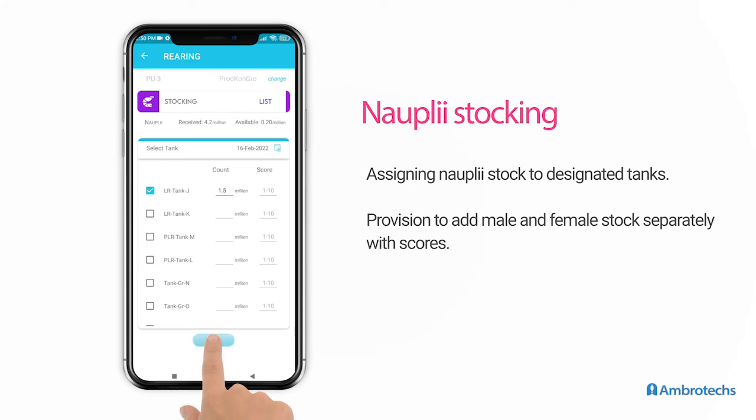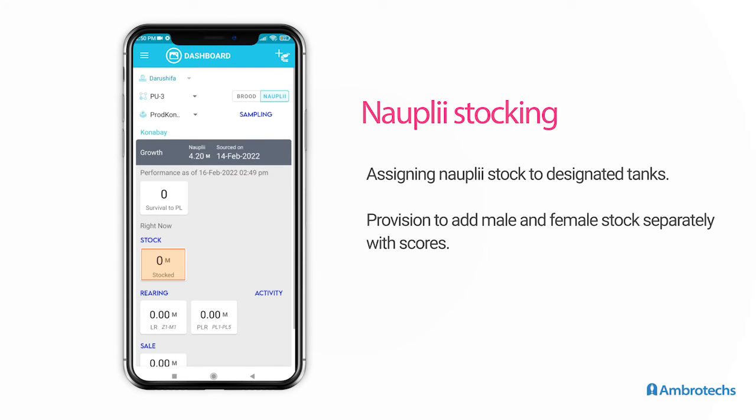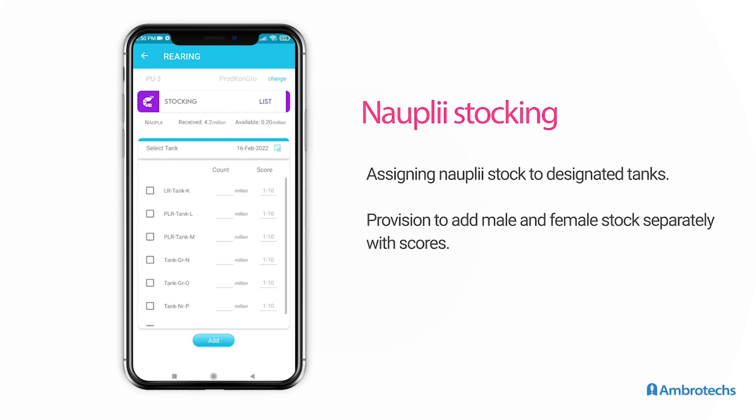Click on Go Home button to go back to dashboard. The stock in the dashboard gets updated. Click List in the stocking page to view previous entries.